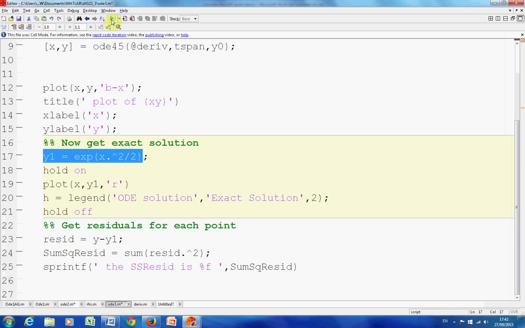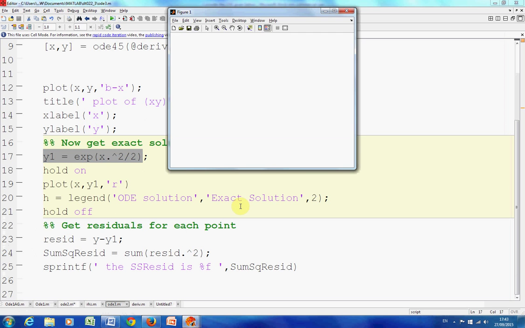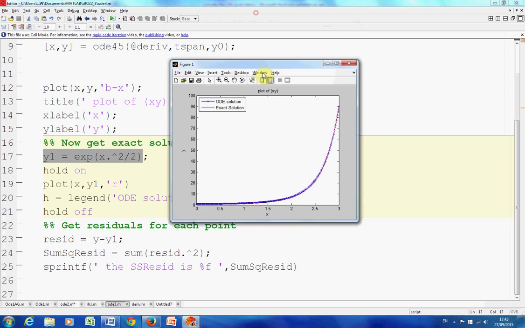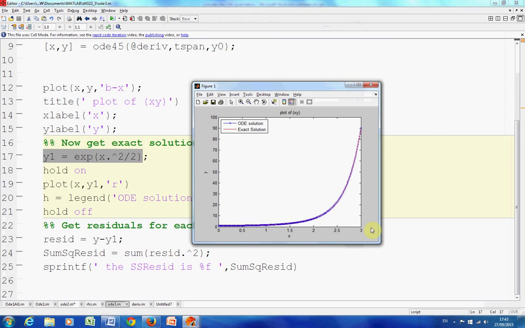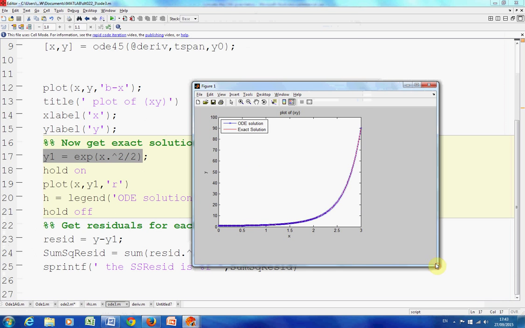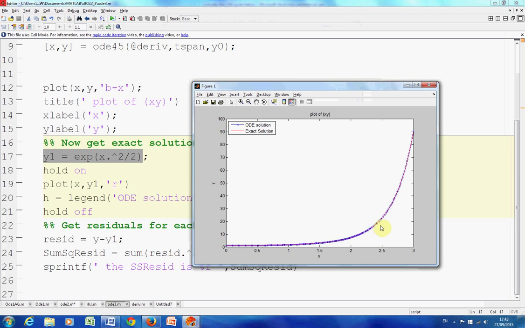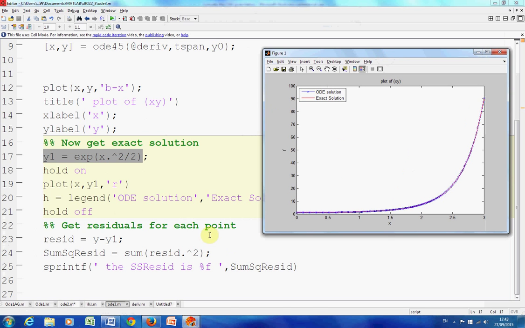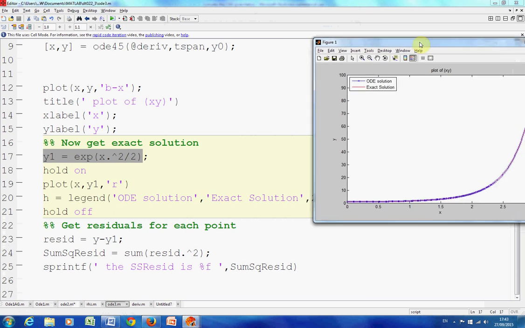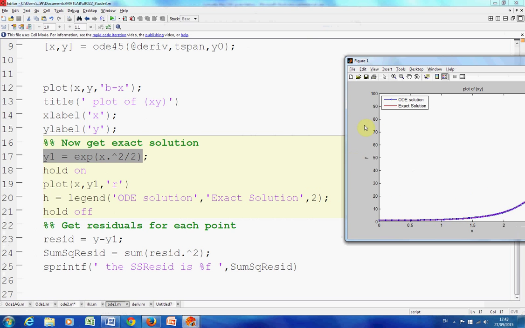Let's just run this for a second. I don't know if you can see this on YouTube, but they're sort of red and blue there. So the blue is the ODE and the red is the exact. And visually they look exactly the same. The legend, this comma 2, sticks it up in the top left hand corner.